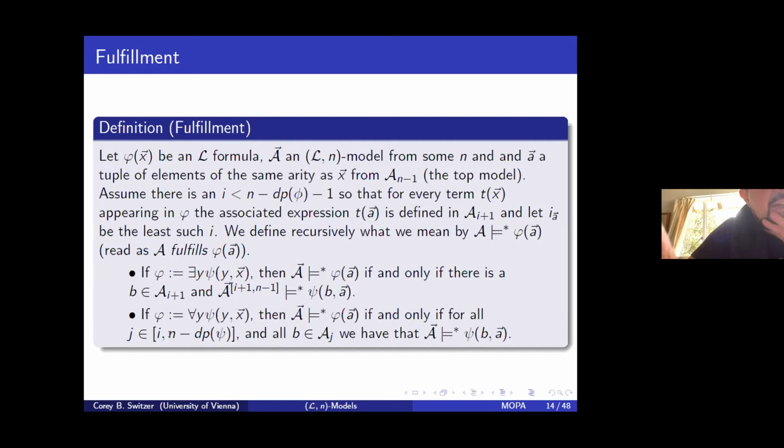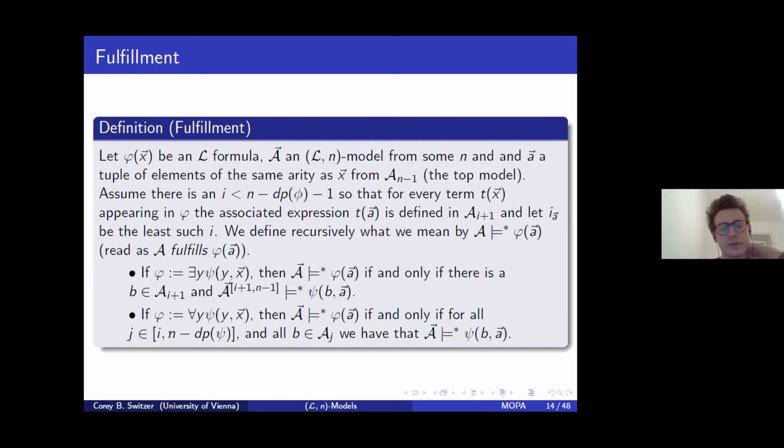For the existential, you're really dealing with a different ln model, a shorter ln model, and that's where you go to look for the witness. Whereas for the universal, it's the whole thing again. Does that make any sense? Is that an important point?